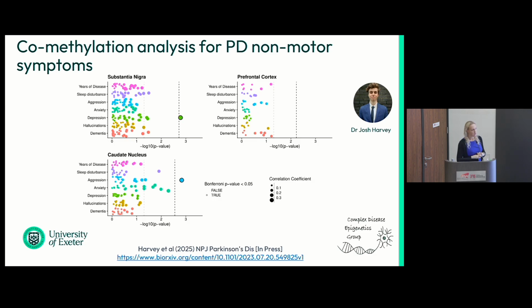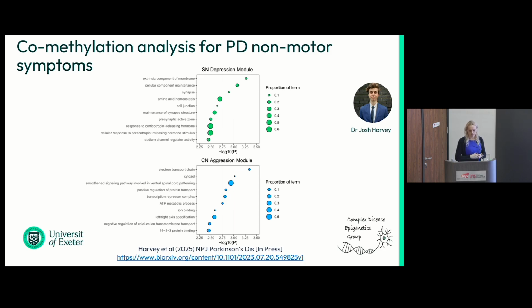So each circle on here is a different module. I presented this in a slightly different way because we're obviously looking at multiple brain regions. And essentially anything to the right of the dashed line is Bonferroni significant. And you can see that in 2 brain regions, so the substantia nigra and the caudate nucleus, we're seeing 2 Bonferroni significant modules. They're different modules, one associated with depression and one associated with aggression. When I was talking about the spread of disease, the substantia nigra is where we see disease earliest, and then into the caudate and then the prefrontal cortex later. So then we wanted to focus on these 2 modules in a bit more detail.